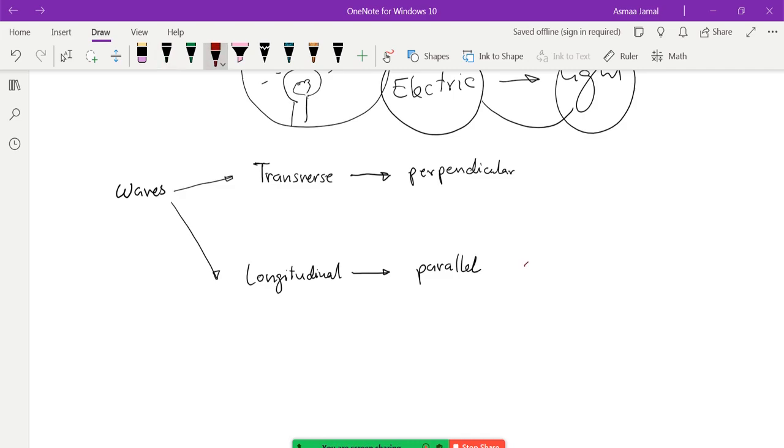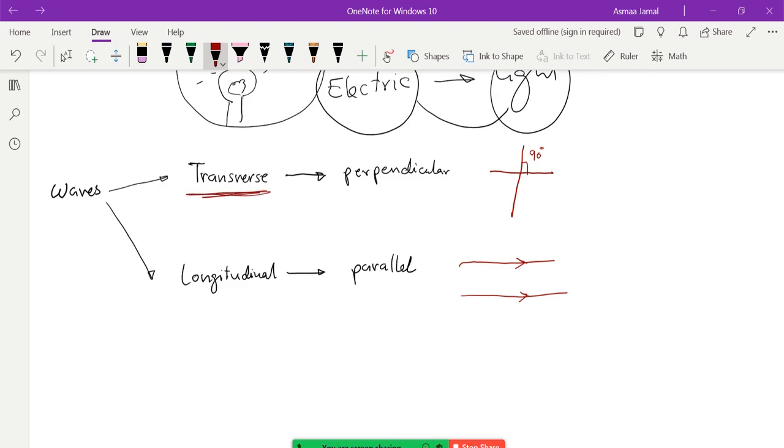Parallel means the two lines can never meet. They both move in the same direction, one parallel to the other. They will never meet. While perpendicular means one line is at a 90 degree angle to the other line.